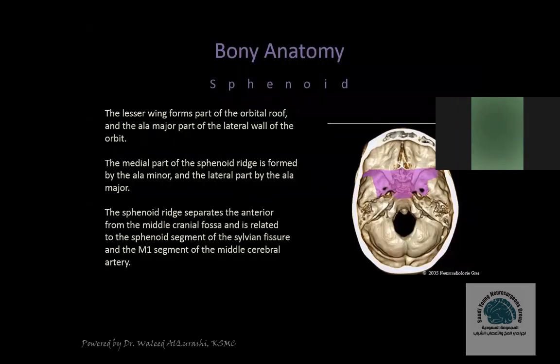So first of all, the bone anatomy of the sphenoid: it's a bone which separates the anterior from the middle cranial fossa. As you can see here, the greater wing of the sphenoid forms the lateral wall of the orbit and the orbital roof, while the medial part of the sphenoid is called the lesser wing. The sphenoid ridge separates the anterior from the middle cranial fossa, and it's related to the sphenoidal segment of the Sylvian fissure, most commonly the M1 segment of the middle cerebral artery.